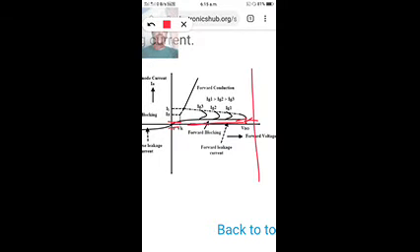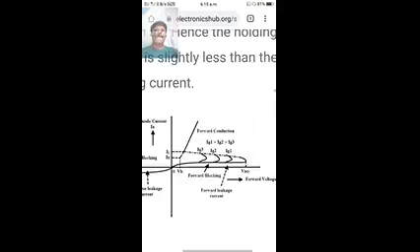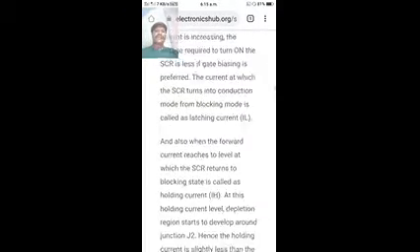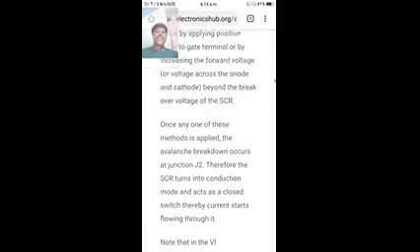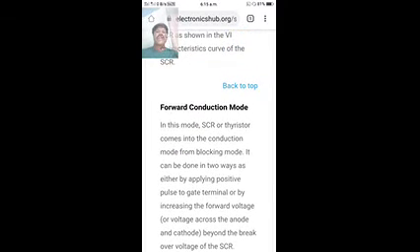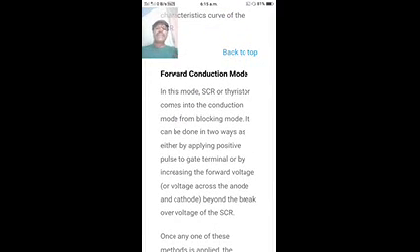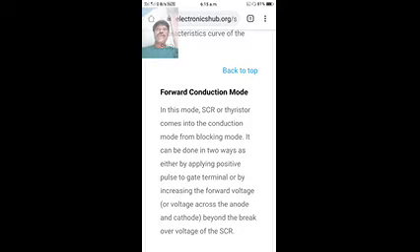Coming to the next mode of operation, that is forward conduction mode. Initially, when the anode is made positive with respect to cathode and the gate terminal is open, the junction J2 in the middle is reverse biased, not allowing the current to flow from anode to cathode. Therefore, the SCR is in the off state, that is, the forward blocking state.